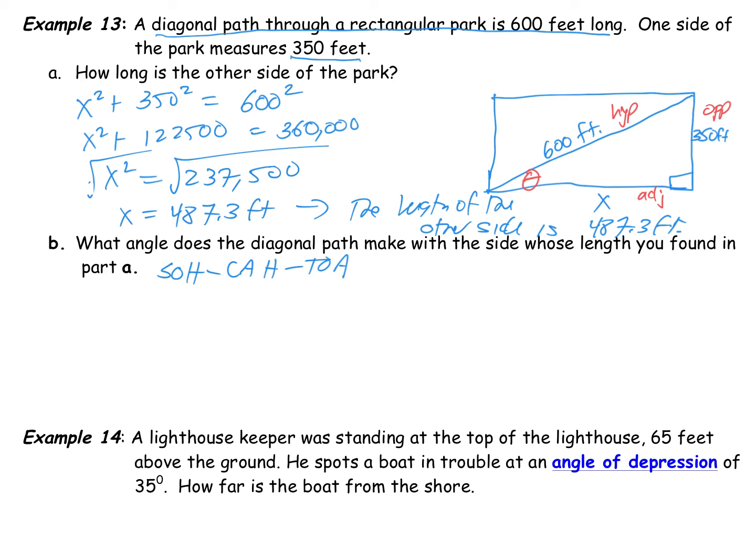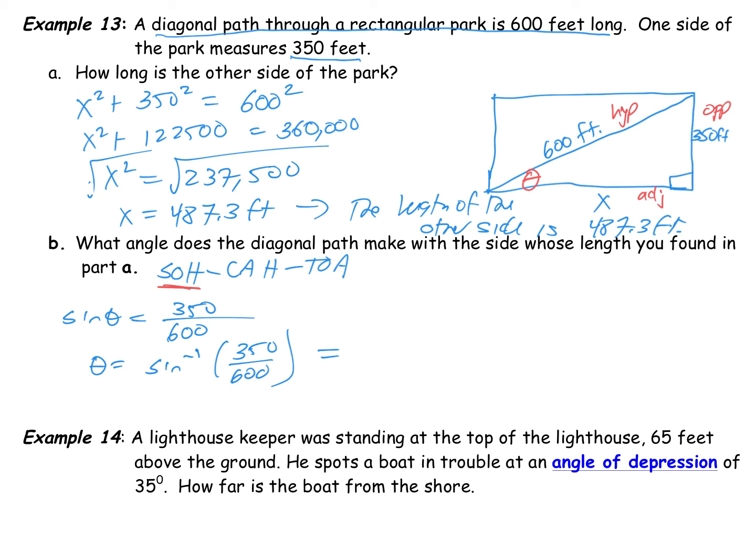With SOHCAHTOA, the ratio that has to do with the opposite and the hypotenuse is sine. So sine of theta is the length of the opposite side, which is 350, over the length of the hypotenuse, 600. To find theta, take sine inverse of both sides. So it would be sine inverse of 350 over 600. You could simplify 350 over 600, but we don't really need to because it's an intermediate calculation.